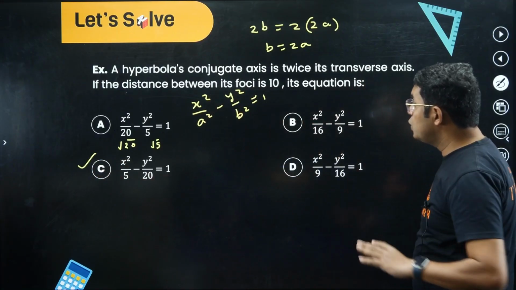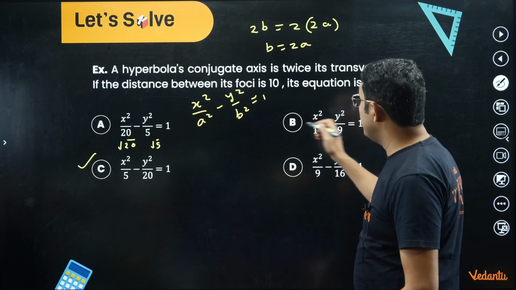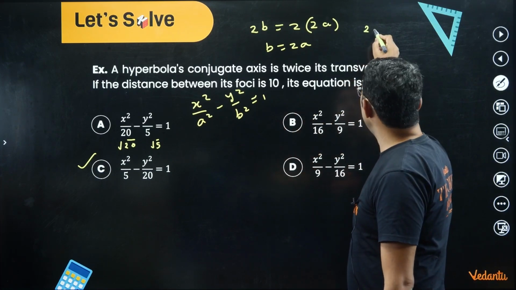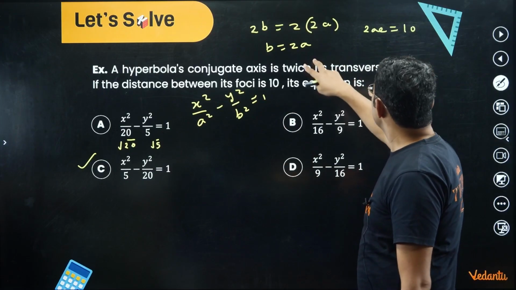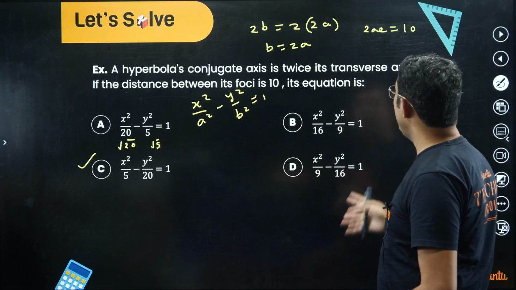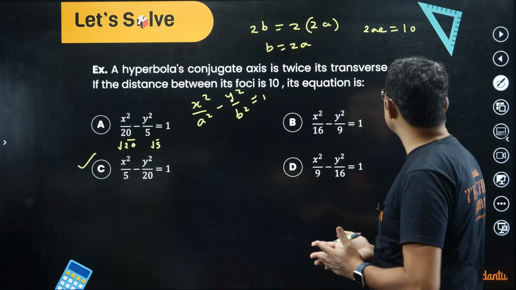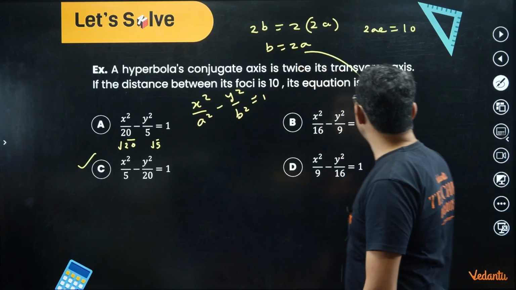Okay, so b is equal to 2a, and then they are saying the distance between the foci. The distance between the foci for this hyperbola should be 2ae, and that is given to us as 10. Okay, so b is equal to 2a and 2ae is 10. So using these two and the relation of eccentricity, I think we can find the relation. So how can we do it? I will use it here.